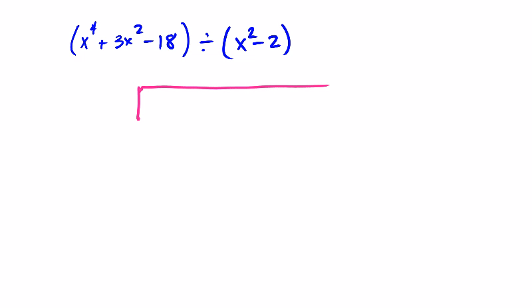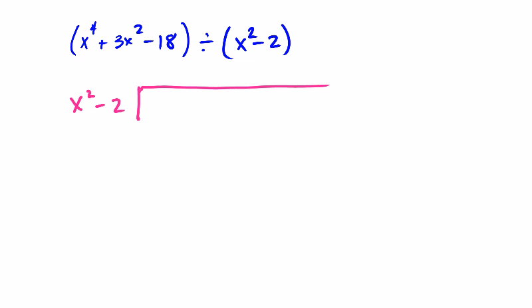Alright, x to the 4th plus 3x squared minus 18 divided by x minus 2. Let's do that by long division, okay? Actually, let's make it more exciting. Let's do like x squared minus 2. Alright, gonna get crazy. So you have your long division box, and you have x squared minus 2.